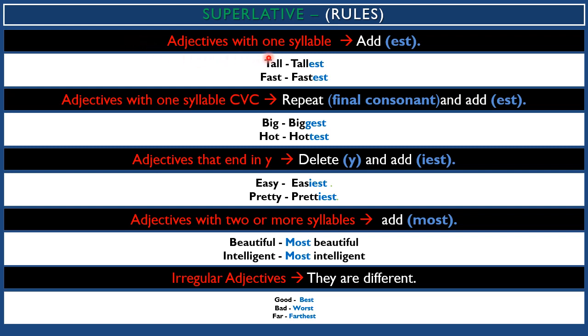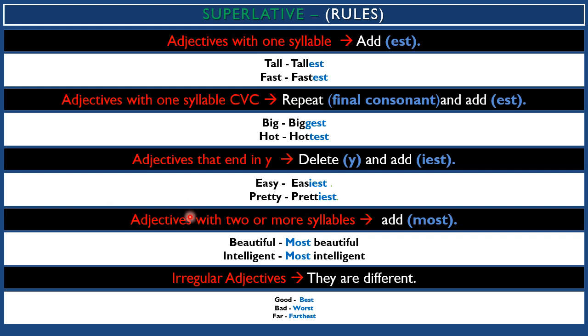For adjectives with one syllable, we add est. For example, tall, tallest, fast, fastest. For adjectives with one syllable, CVC, we repeat the final consonant and add est. For example, big, biggest, hot, hottest. For adjectives that end in Y, delete Y and add iest. For example, easy, easiest, pretty, prettiest.